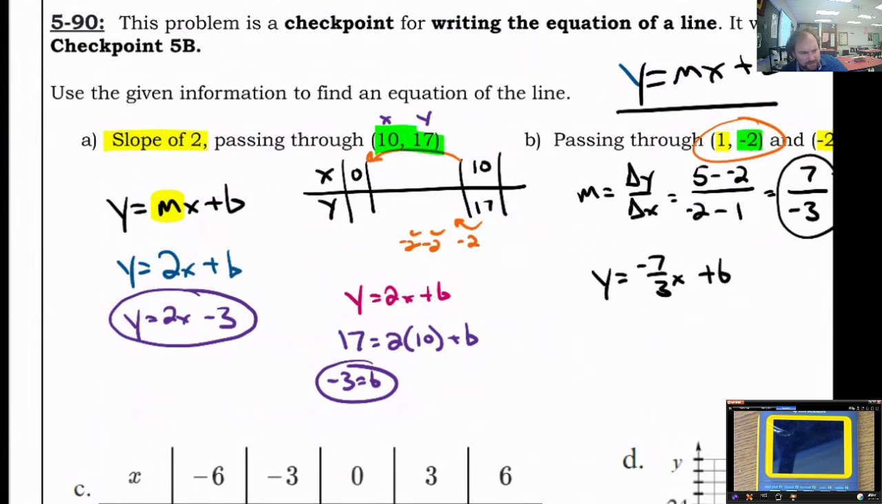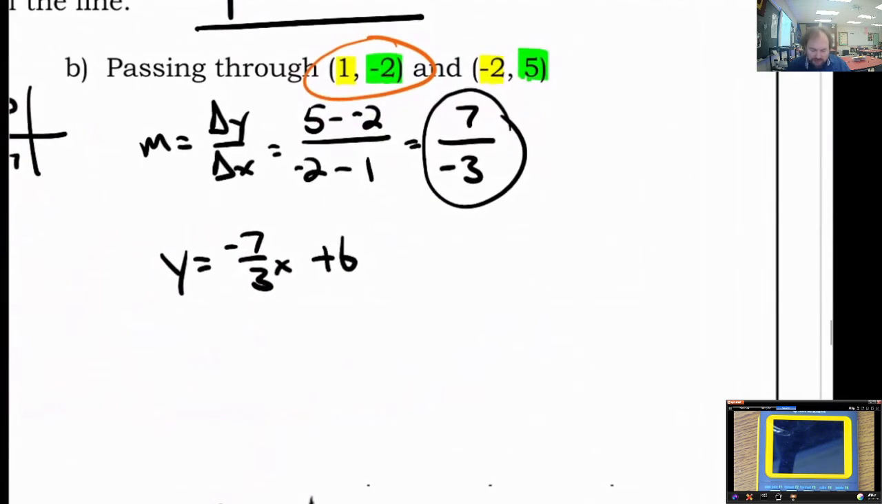And for B, we had started looking at this one and finding the slope, because when you're given 2 points to work with, you have to find the slope first. The slope between 1, -2 and -2, 5, it's not going to be anything nice. The change in y goes from -2 to 5, and that's a change of 7. And then the change in x goes from 1 to -2. That's a decrease of 3. So change in y over change in x is 7 over -3. That's going to make the rest of the problem not fun to do, but it is what it is.